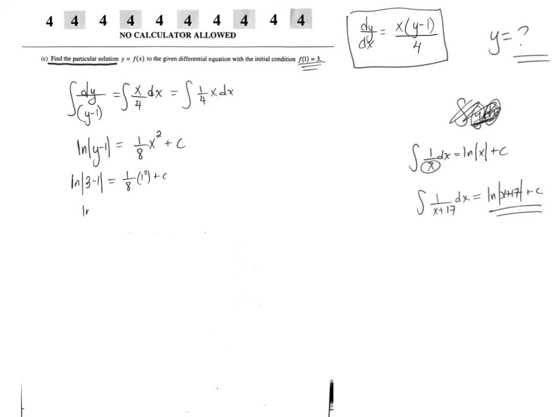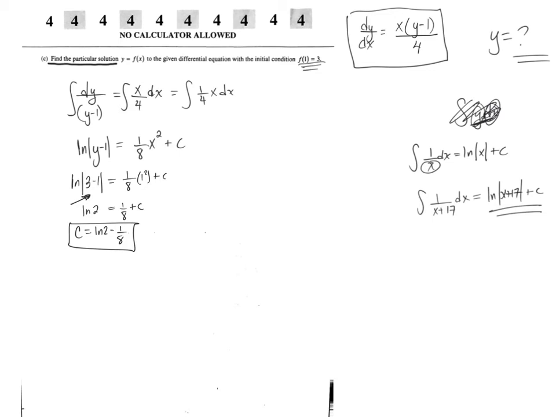Of course, this is the ln of 2. Notice the absolute value of 3 minus 1, which is the absolute value of 2, is 2. So we didn't have to do any funky business with that, taking the opposite of anything. That's going to be kind of clutch later on. Plus equals 1/8 plus c. So c is equal to the ln of 2 minus 1/8. Just leave it that way.